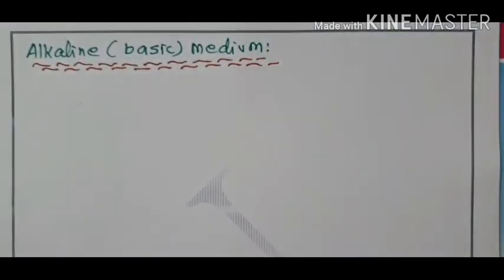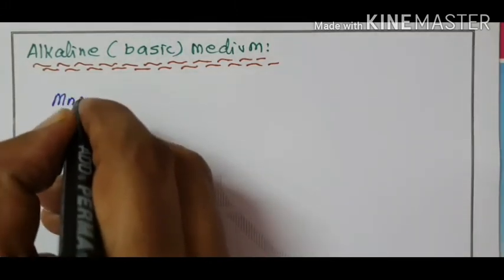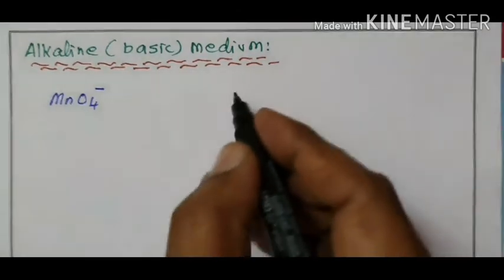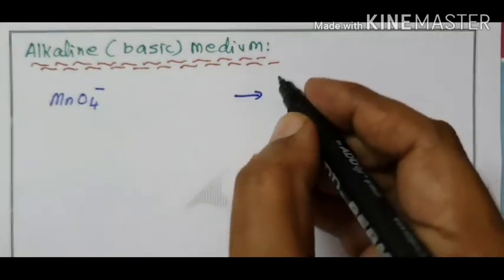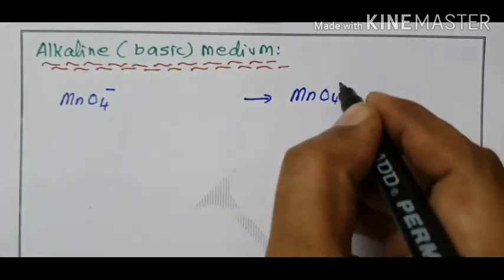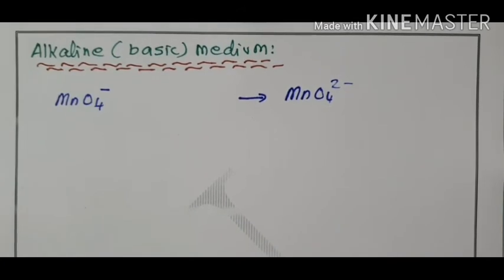In alkaline medium, permanganate ion MnO4 minus is reduced into manganate ion MnO4 2 minus. Permanganate is reduced into manganate.